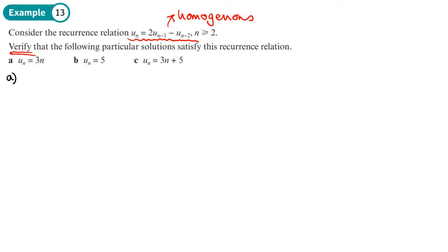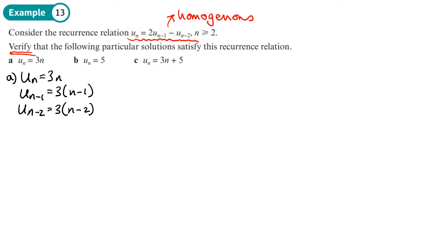So in part A, we're told that un equals 3n. So that means that un minus 1, if we change n for n minus 1 the other side, is 3(n minus 1). And then un minus 2 will be 3(n minus 2). So we just substitute n for n minus 2. And then we substitute them into here, and then we should get 3n as a solution.